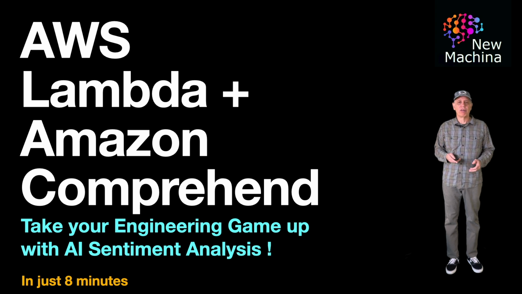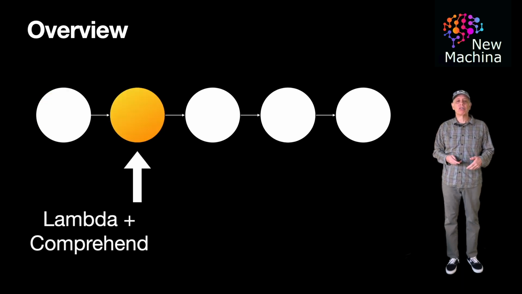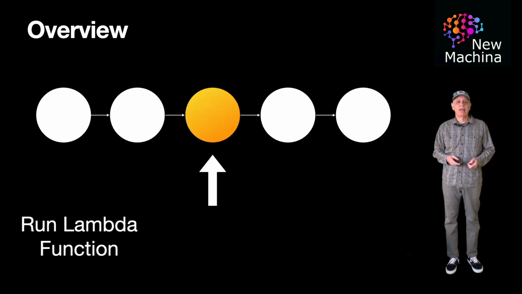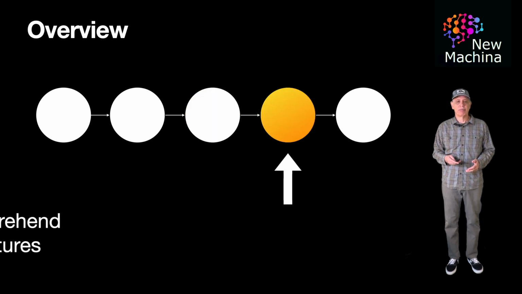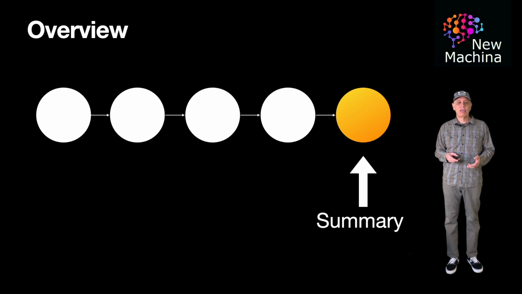Okay, let's get started. I'm going to quickly provide an overview of what we're going to cover in this video. First, I will show you a quick diagram of our system. After that, I will show you the Lambda function setup and the Python code that integrates with Amazon Comprehend. Next, I will show you some results of running Lambda functions using Amazon Comprehend. After this, I'll step through some of the features available to you in Comprehend. And lastly, I'll summarize the key points you should take away from this video. Okay, let's get into it.